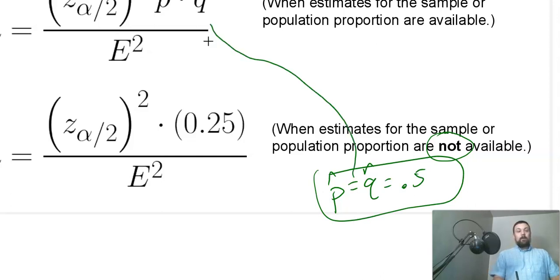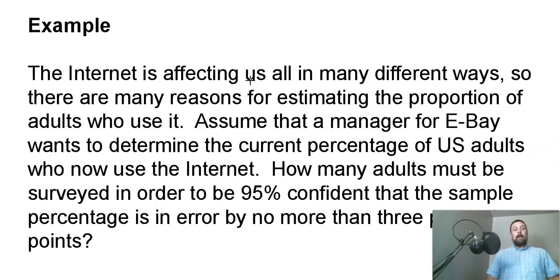And plug it into this formula here, and then you end up getting that. So you can either remember it as a separate formula if you want. I feel like it's a little bit silly to do that, but that's kind of how it's being presented in the textbook. Or you can just remember, if I don't know it, I plug in 0.5 for both. All right. Okay, so let's look at a problem.